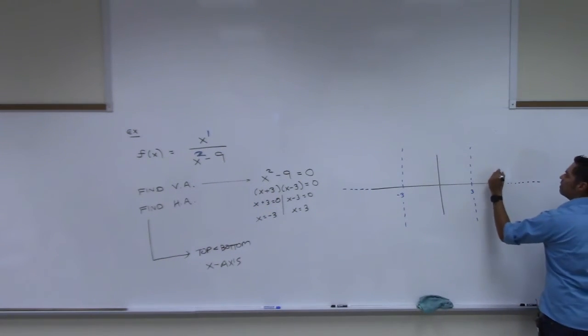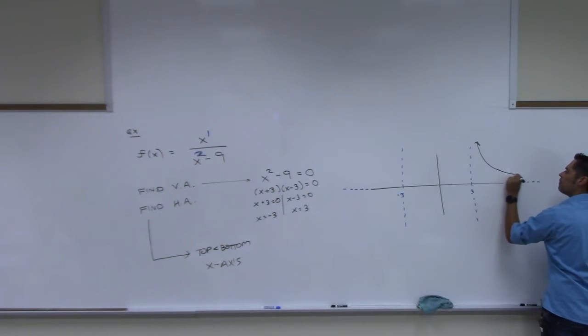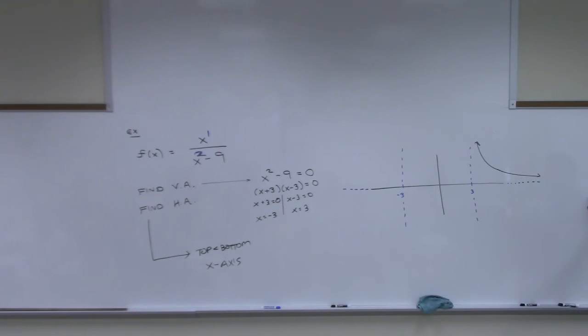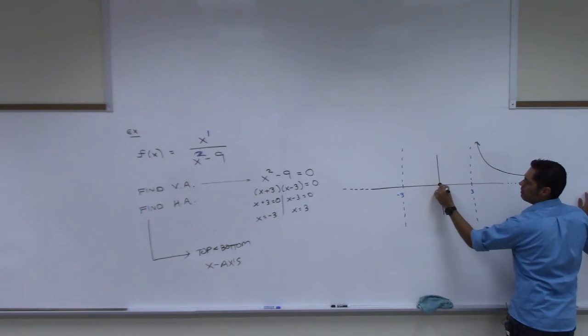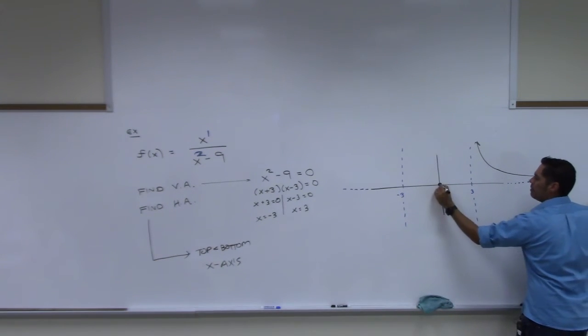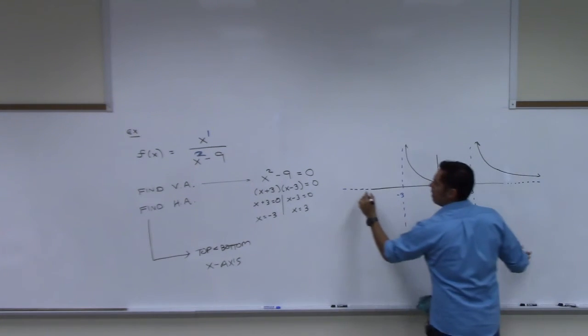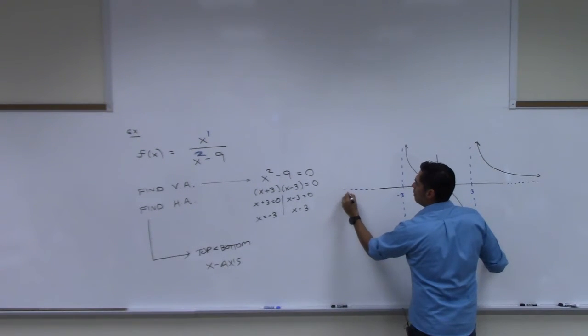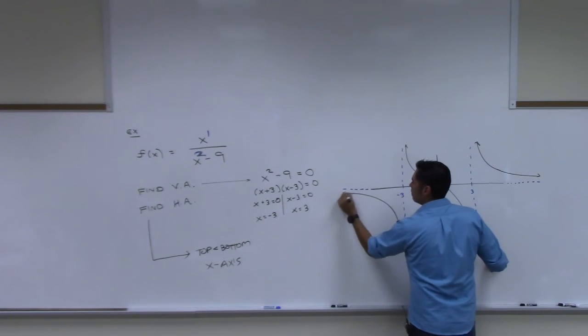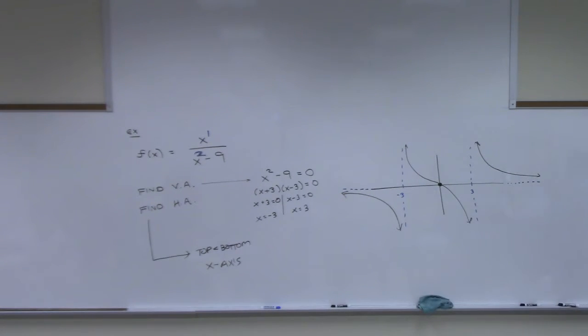So it actually looks like this. It goes like this here. Let me just double check something. I've got an x-intercept here. At 1, that's negative, so it goes down like this, and then here it goes up like that, and then on this side, yeah, it should go like this. That's what that graph looks like.